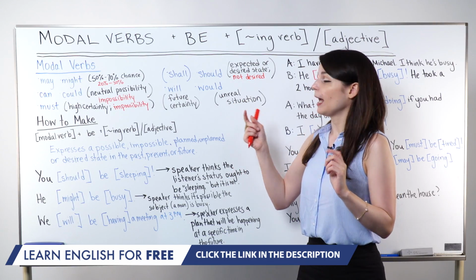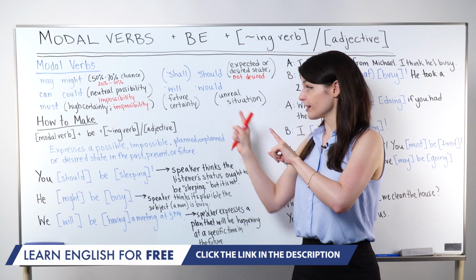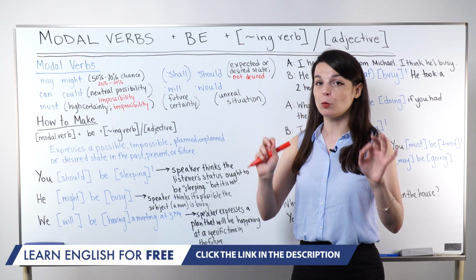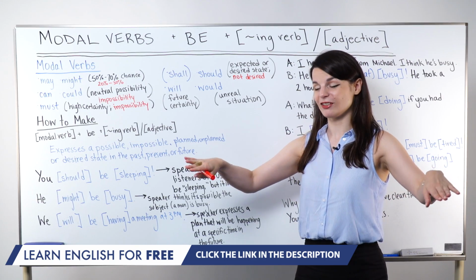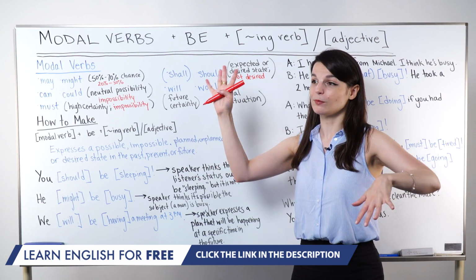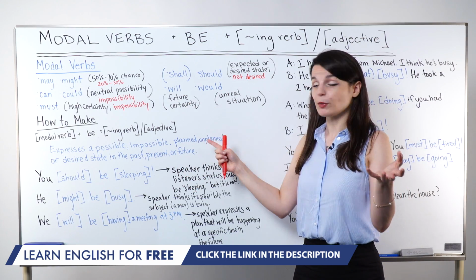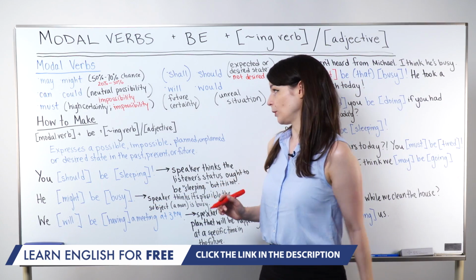Would, however, expresses an unreal situation. So in positive, would, and in negative, would not, those both refer to unreal situations. The only difference is that one is positive and one is negative. With will not, we're also expressing certainty. Something is not going to happen in the future.